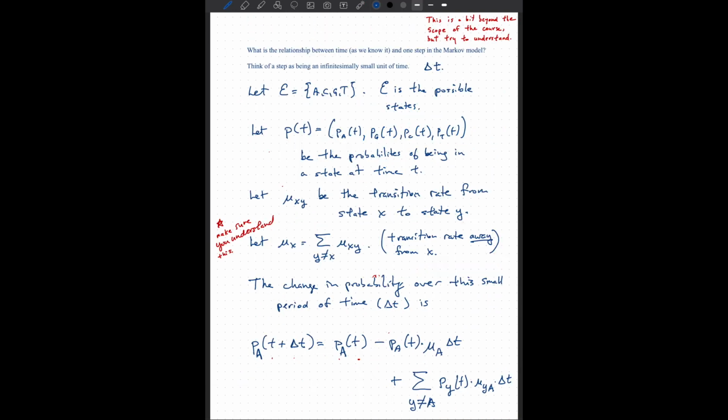So what is the relationship between time, and I don't mean in a metaphysical sense, just time as we know it, and one step in the Markov model? Let's look at this a bit more closely. Now, I warn you, it might be a little bit difficult to understand some steps here, but try to stay with me, and ask questions if you don't understand. So maybe go back to your calculus days and think of a step in the Markov chain as being an infinitesimally small unit of time. We can call it delta t.